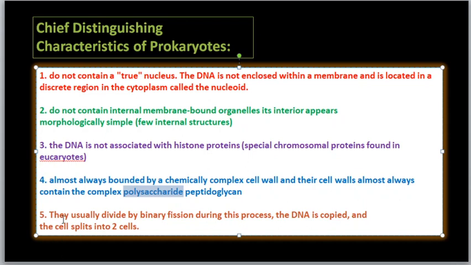Okay, let's go to number 5. They usually divide by binary fission during this process. Okay, the DNA is copied and the cell splits into 2. Okay, so we've already discussed this. Your prokaryotic cells does not undergo the mitosis and meiosis division. Okay, so it only multiplies using the binary fission.